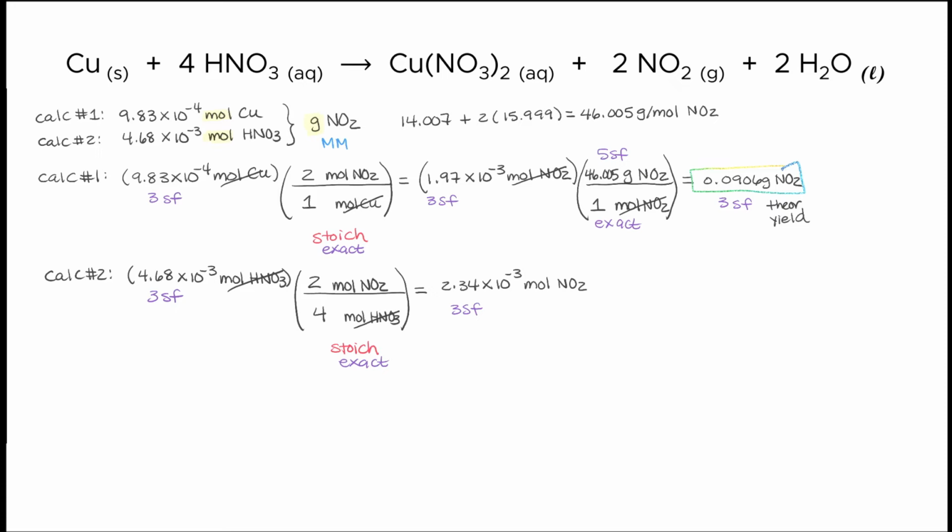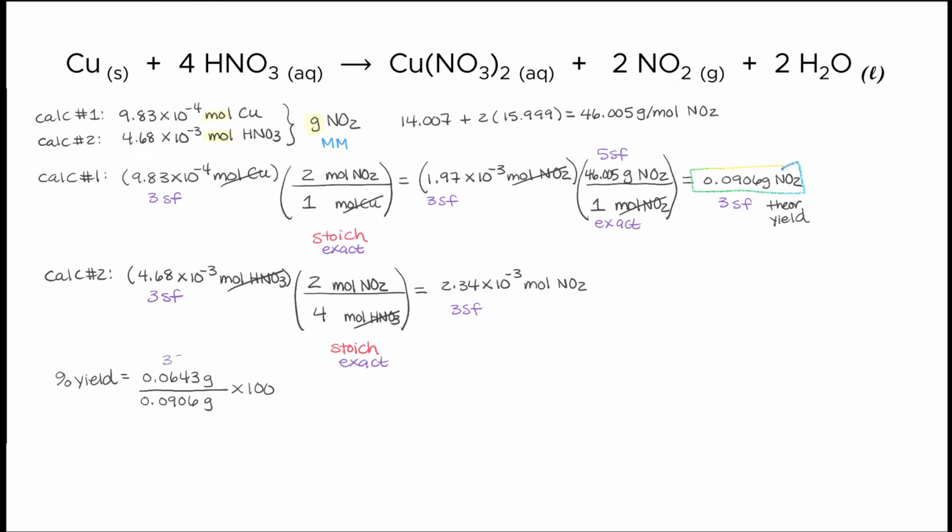To calculate the percent yield, we were given 0.0643 grams of NO2. That's the actual yield, divided by the theoretical yield that we just calculated, 0.0906 grams times 100. Remember that the units in the percent yield calculation have to be the same. So they can be moles and moles or grams and grams. But if one of the values has different units, then you need to convert. So the units are the same, and that way they will cancel.